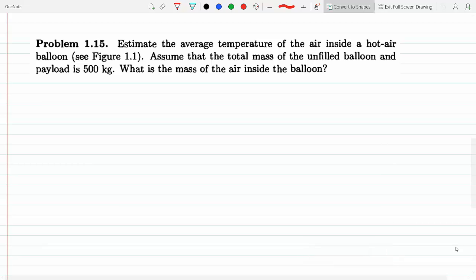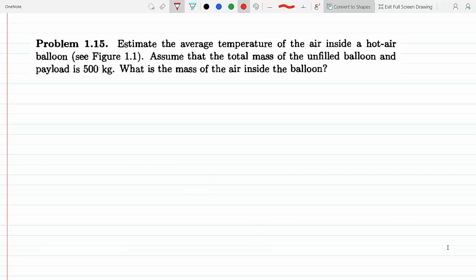Average temperature of the air inside the balloon, and we have the mass of the unfilled balloon and the payload. Okay, well, at least the first step, we know that most of them are about 2,800 cubic meters. The buoyancy force has to at least balance the weight.